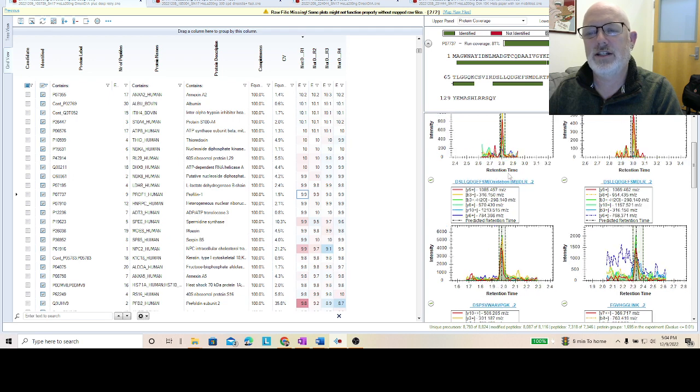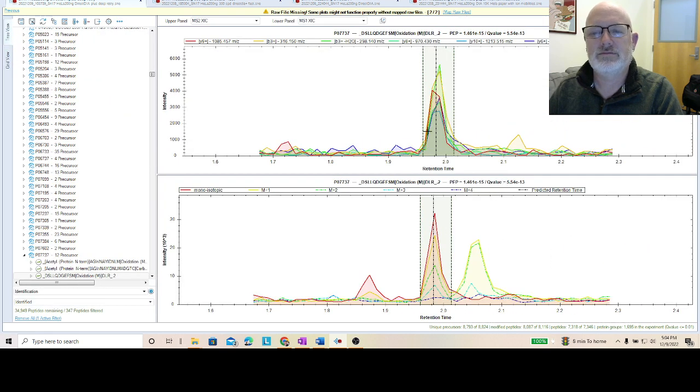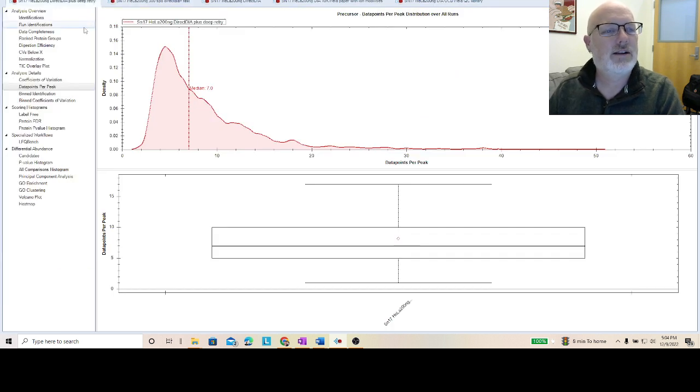These look pretty good. Yeah, it's not too bad. I'd like more scans across the peak, but these are the beginning of the run, so that's okay. All right, but let's look at some other things.